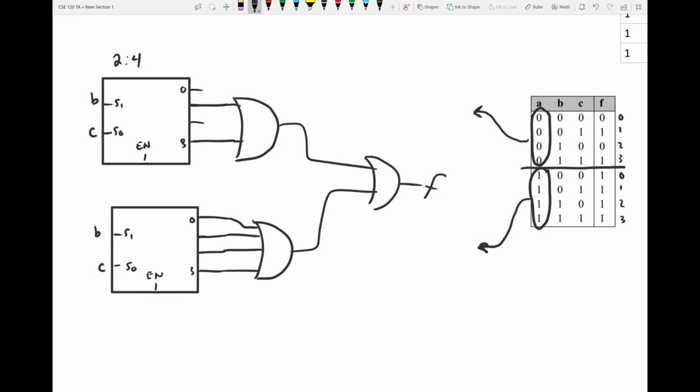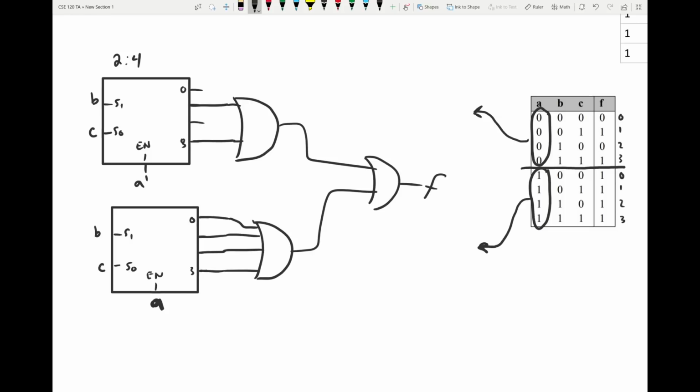So if I want this top half to be enabled when A is a 0, well then I can just put A not as the enable. That way, when A is 0, this top decoder will get enabled, produce its output, and then that'll become F. But likewise, we'll need to put A as the enable on the bottom. That way, only one decoder is activated at a time, and then with B and C, the correct output will be achieved.